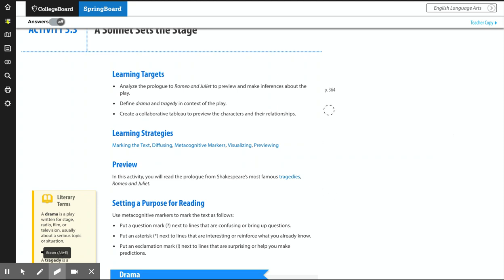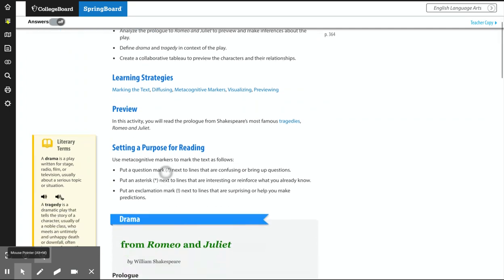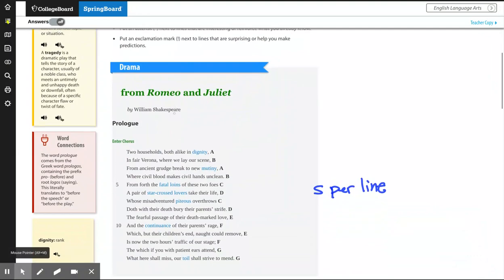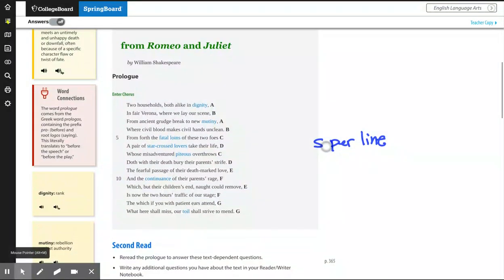All right, so Activity 5.3, we are going to analyze the prologue to Romeo and Juliet to preview and make inferences about the play. There are two more vocabulary words here, drama and tragedy, that I will allow you to read on your own. And we are not going to do the third one, creating a tableau. We're just going to look at the sonnet and the prologue, and we're going to take a look at how the structure works in order to enhance the meaning.